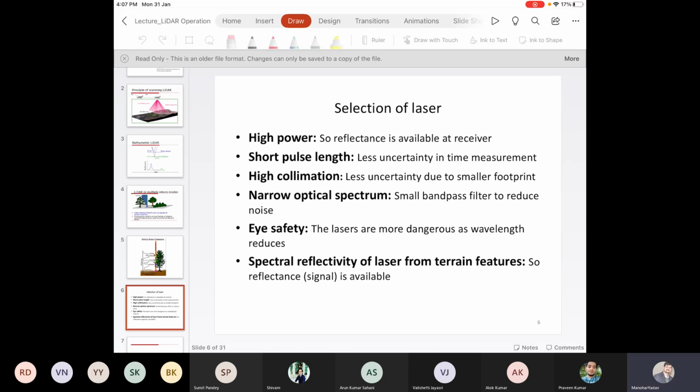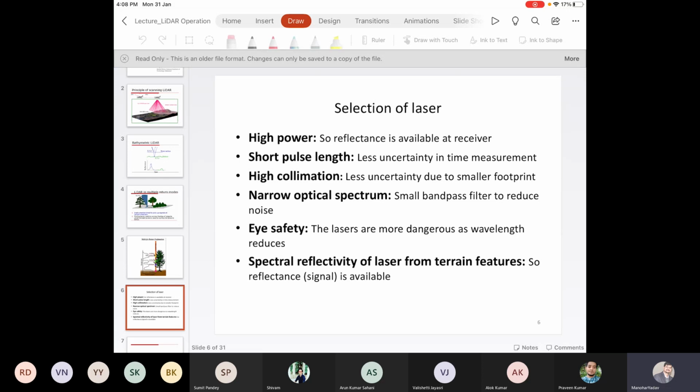But if we talk about most of the topographic features from the land, not from the water, in the NIR band, most of the features have enough reflectance. So it is fine for the topographic application of the land area, terrain, where water is not present. So the beam selected in the NIR band is sufficient. Okay. So spectral reflectivity of laser from terrain features is considered.